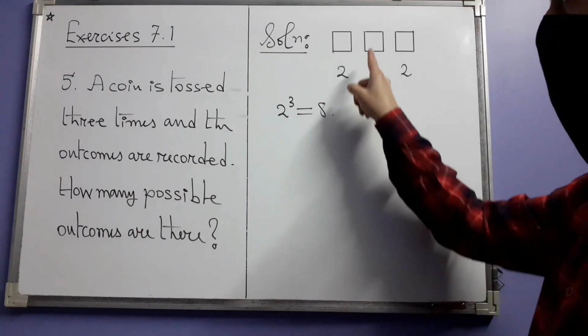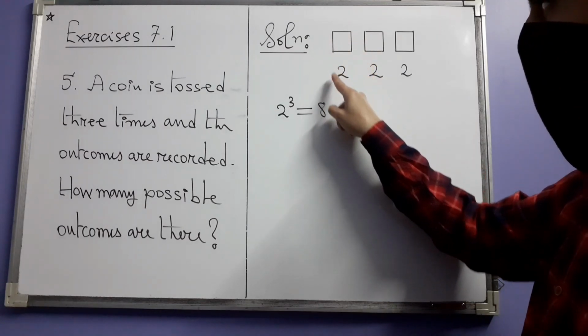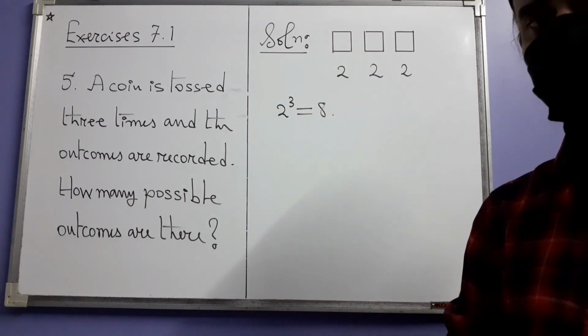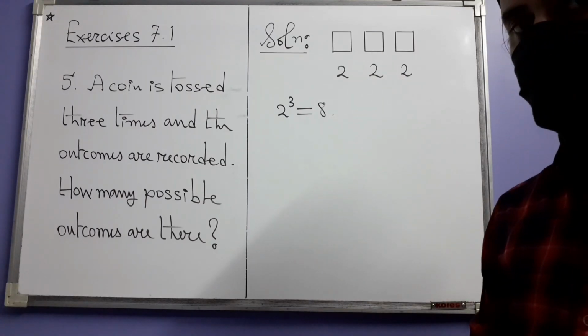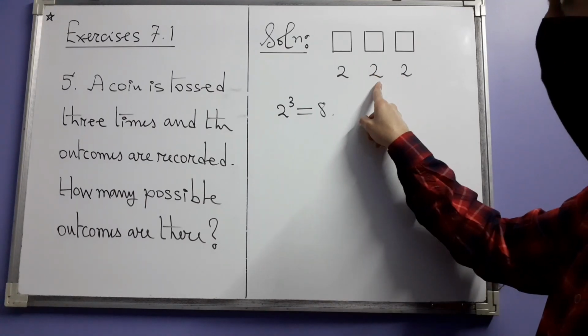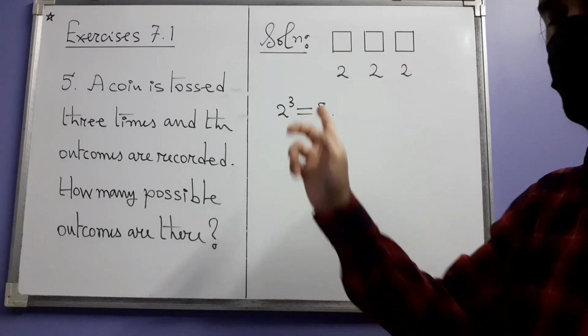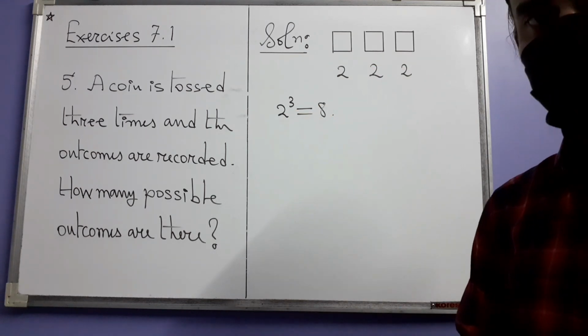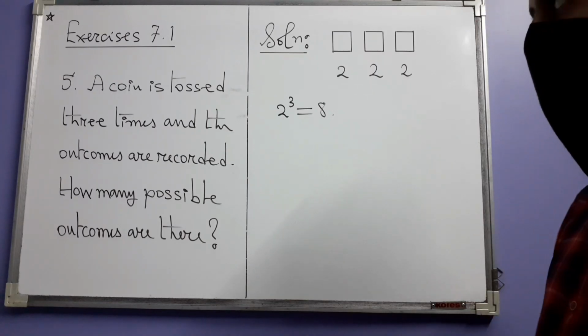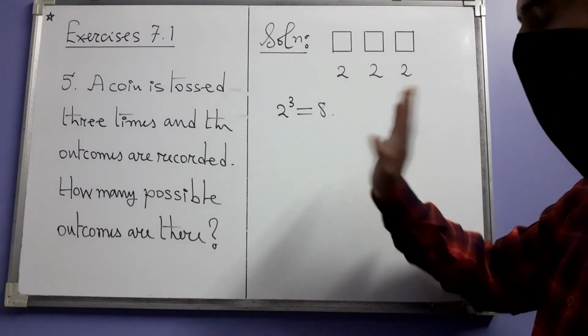So each such toss has 2 possibilities, and corresponding to each such possibility, the second toss also has 2 possibilities, and corresponding to each such possibility for the second toss, you have 2 possibilities for the third toss as well, same heads or tails. That's why in total you have 8 outcomes.